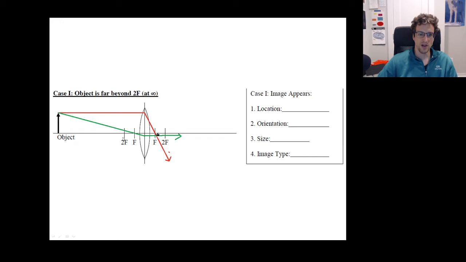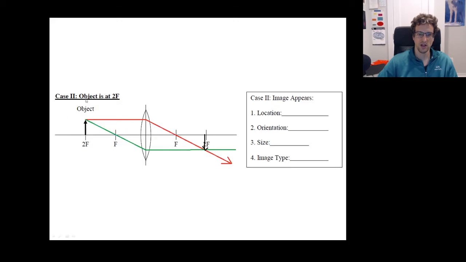If the object is beyond two focal lengths behind it, so we go parallel to the principal axis, through the focal length, parallel to the principal axis, we get this little arrow. It's upside down, again, because the base is always going to be on the principal axis. Location is between F and 2F, inverted, smaller. This is a real image. Again, it's on the opposite side, so it's a real image.